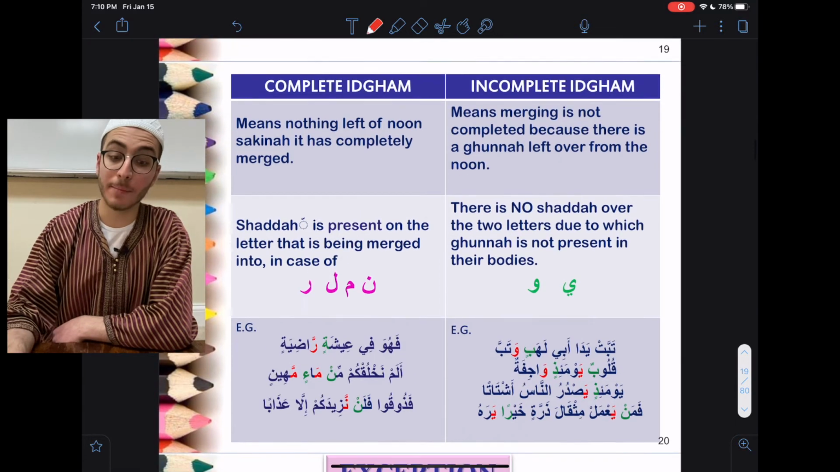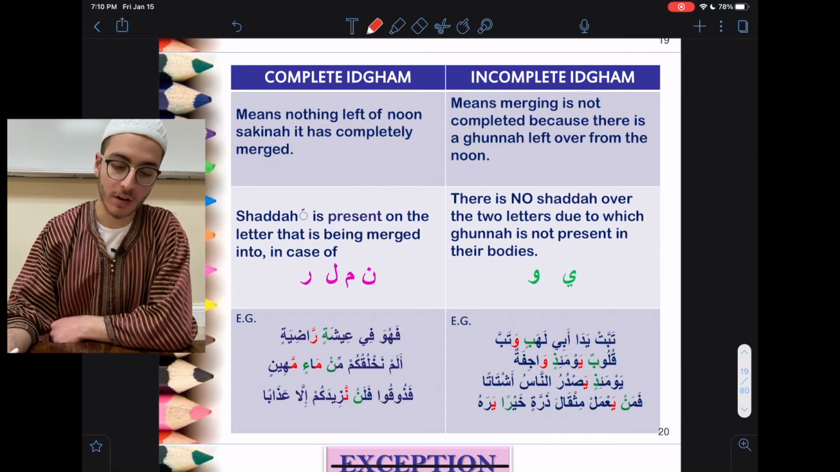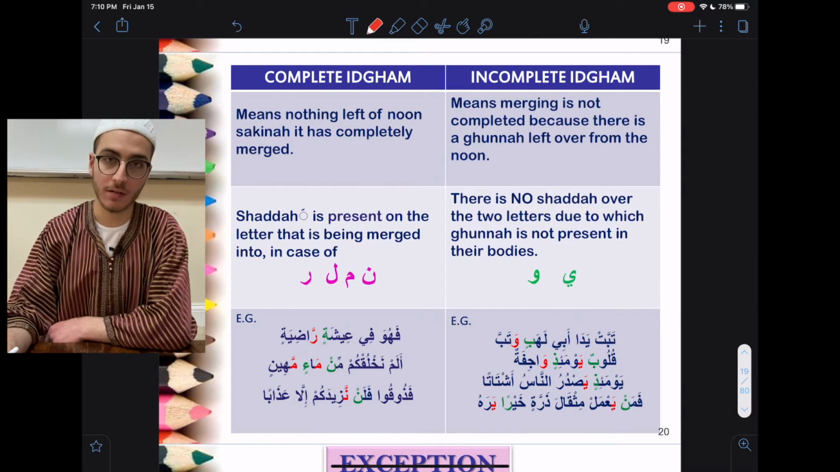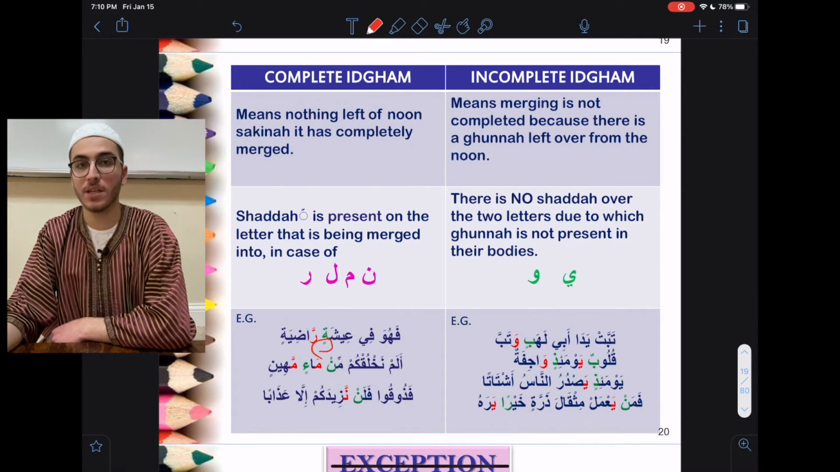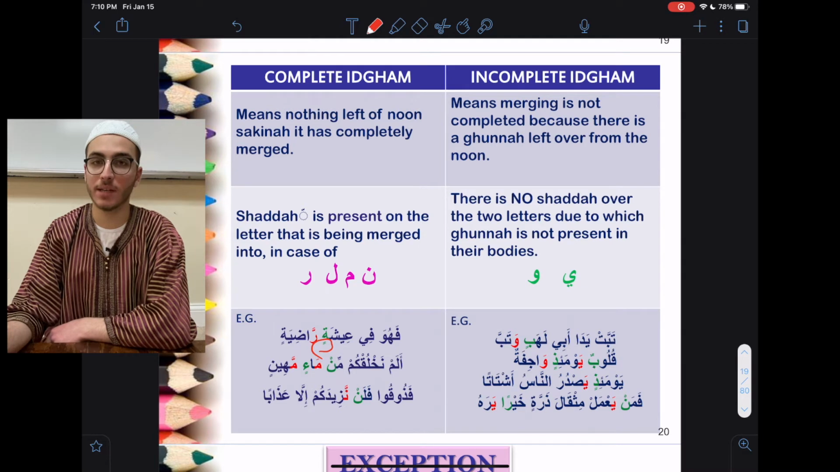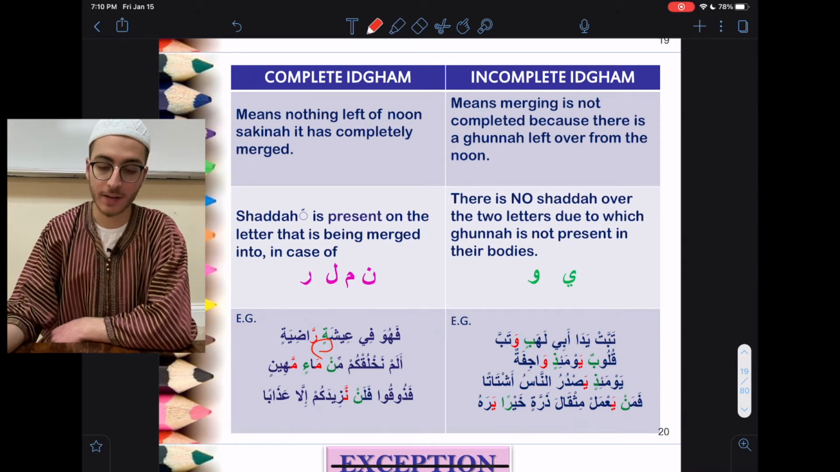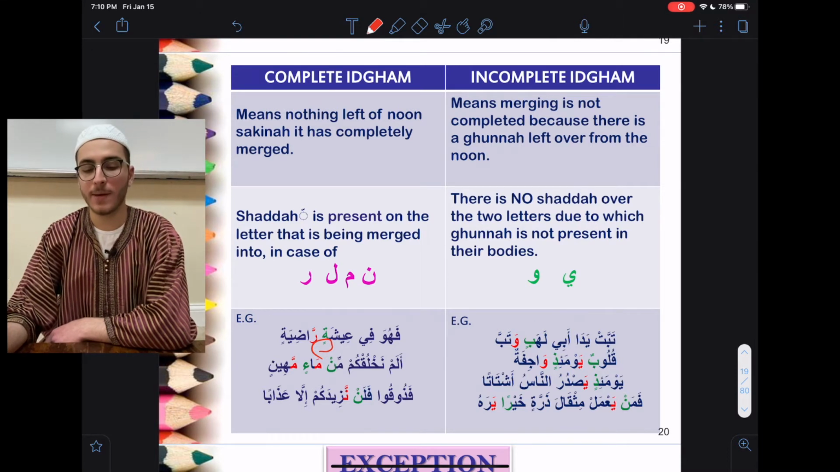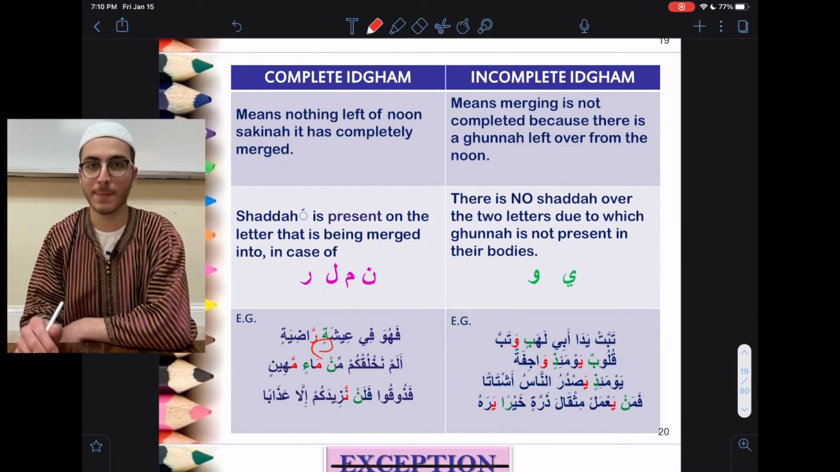So for a complete idgham kamil, فهو في عيشة راضية. عيشة راضية. Do you hear the tanween right here? عيشة راضية. I'm not saying it with the tanween. So it's a complete idgham. I'm getting rid of that tanween. Another example, mimma. Okay, I'm not saying min ma, so you're not getting any of that noon. So I'm saying mimma immahin.